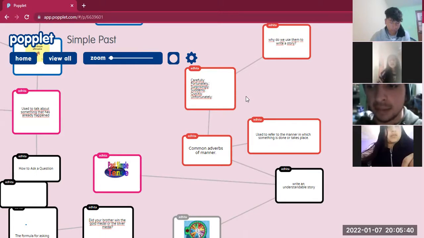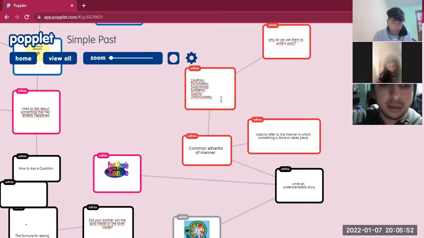Yahaira, you can do it. Go ahead. Could you say an example, a sentence using an adverb? Maybe you can use quickly, unfortunately, suddenly, surprisingly, fortunately, carefully.